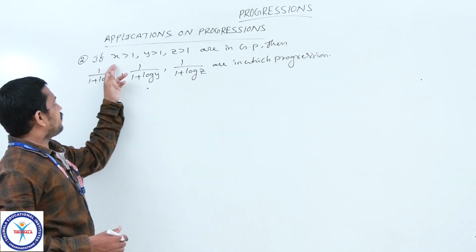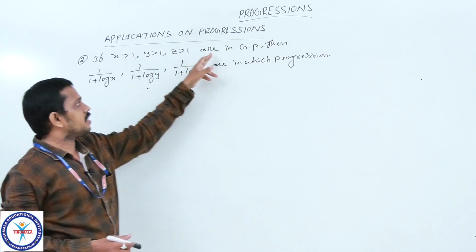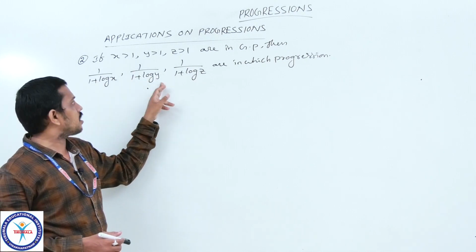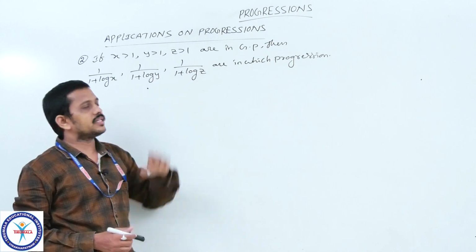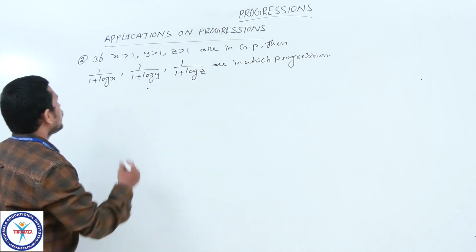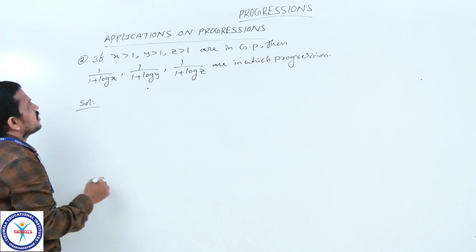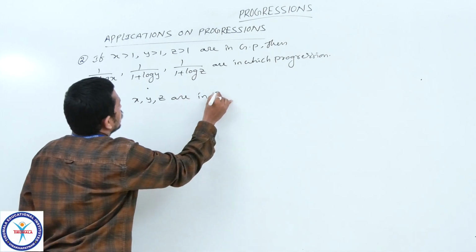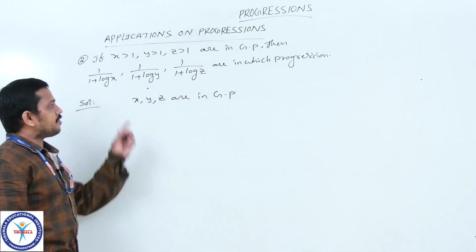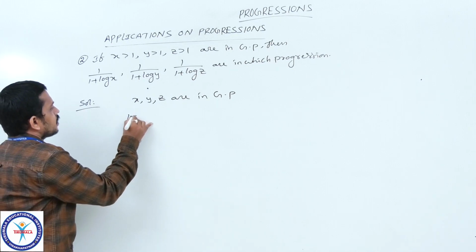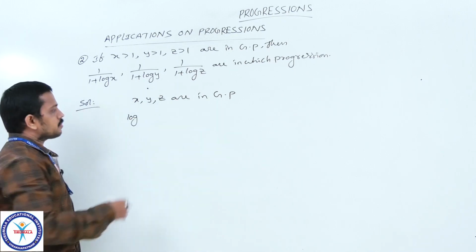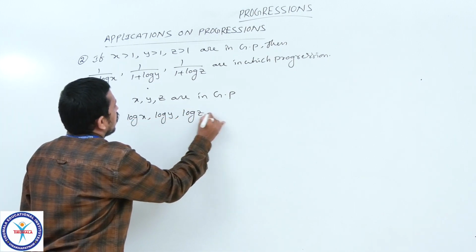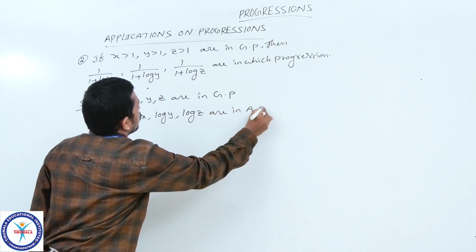Now next problem. If x greater than 1, y greater than 1, z greater than 1 are in GP, then 1 by 1 plus log x, 1 by 1 plus log y, 1 by 1 plus log z are in which progression? Here it is given that x, y, z are in geometric progression. If x, y, z are in geometric progression, then by applying logarithm to each term, log x, log y, log z are in arithmetic progression.